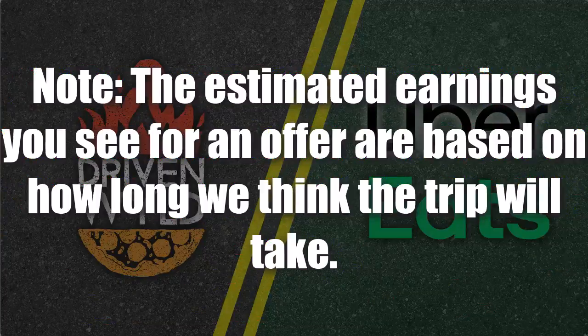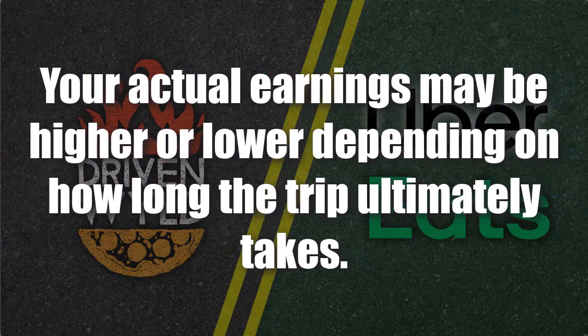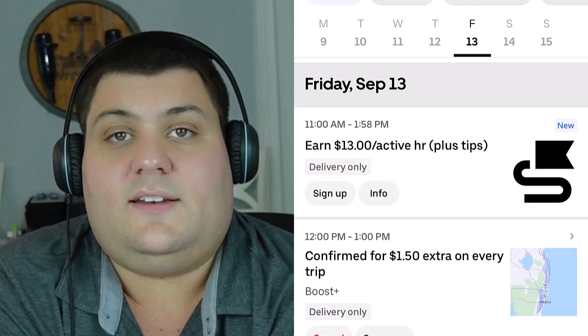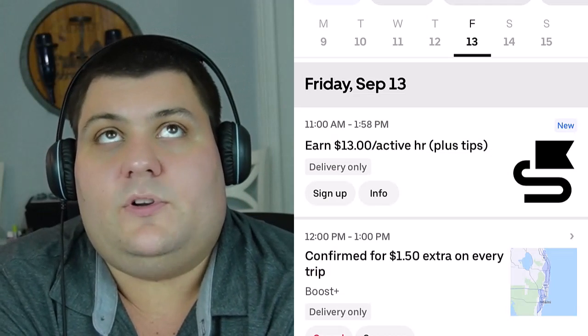The estimated earnings you see for an offer are based on how long we think the trip will take. Your actual earnings may be higher or lower depending on how long the trip ultimately takes. Keep in mind this is an example and will vary from market to market. Also, with how the example shows it, it makes it seem more alluring than it would be in practice. This is a standard marketing technique. I just got offered one today. It was $13 an hour, which is just sad.